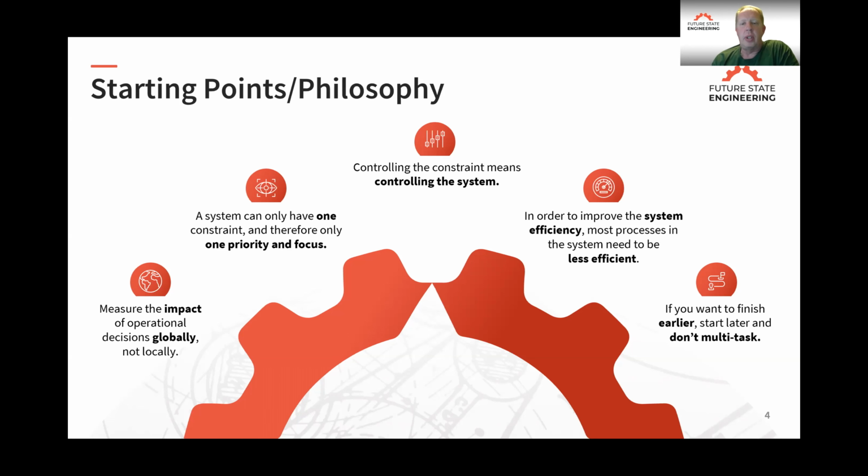In order to improve the efficiency of the system, most processes in this system need to be less efficient. What we mean by that is if we really want to make the constraint area effective, then sometimes other departments need to be less effective to improve the effectiveness of the constraint. That's a hard concept for people to understand, but we walk through that methodology as part of the training. And the last one is, if you want to finish earlier, start later and don't multitask.